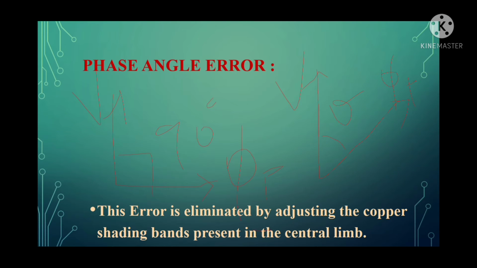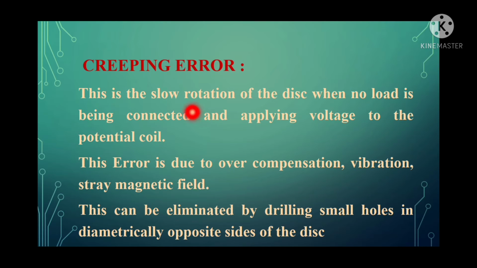In this first type, the energy meter's operation depends upon the torque equation. Based on the torque equation of an energy meter, the flux due to the pressure coil should always lag behind the applied voltage by 90 degrees. If it is not the case, then we have to adjust the copper shading bands present in the central limb of the energy meter. So the next error is the creeping error.